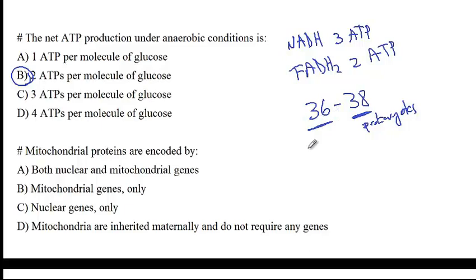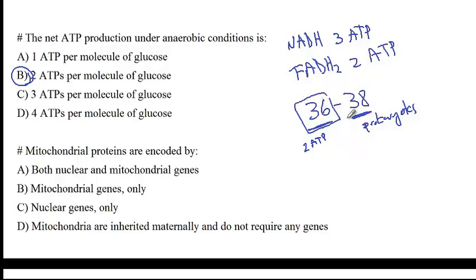Because the 2 NADH that are produced in the cytoplasm during glycolysis need to be transferred into the mitochondrial matrix, and this process takes 2 ATP in order to transport the 2 NADH. So therefore, instead of 38, only 36 ATP will be produced.